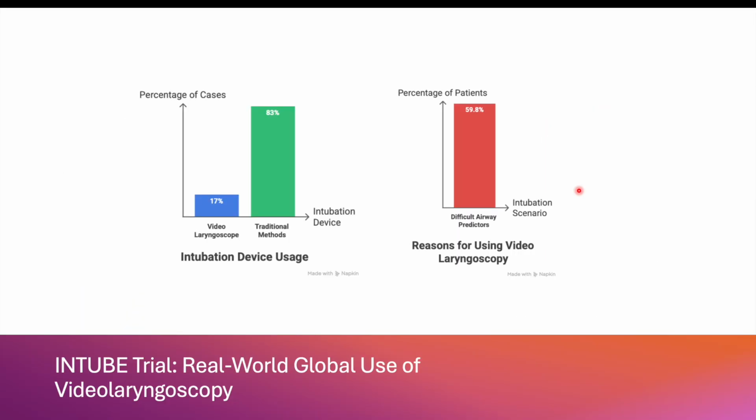In fact, around 6-7 years back, when this trial was published, there was another observational study, the INTUBE trial, which recorded in how many of the emergency or critical care intubations video laryngoscope was used. So they reported that only in 17% of total intubations VL was used as compared to DL use in the remaining intubations. That was a staggering 83%. Of note, VL was mostly used when difficult airway predictors were present and difficult airway was suspected.